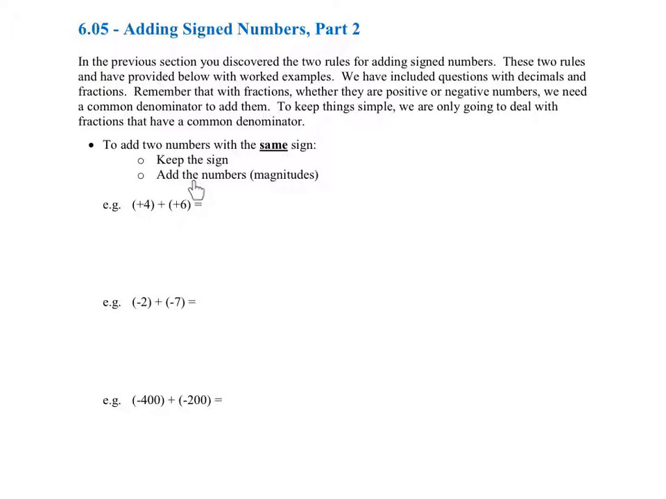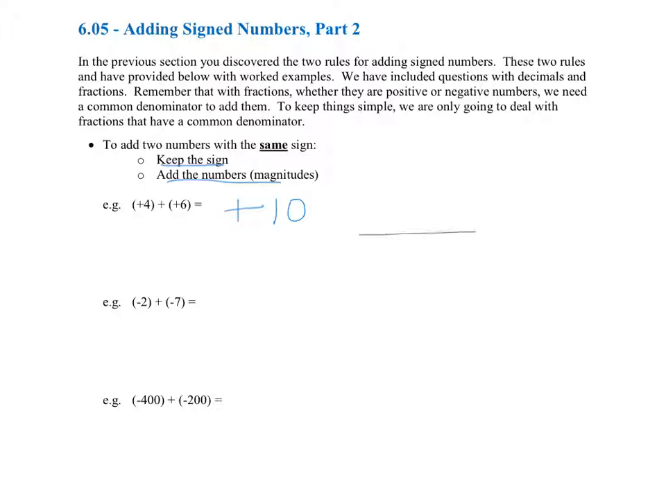and then you add the numbers together, or you add their magnitudes. And remember, magnitude means the distance from zero, so the value. So this would have a magnitude of 6, this would have a magnitude of 7. Okay, so if we're looking at this example, they're both positive numbers, so our answer will be positive. So that's keep the sign, and then add the numbers or the magnitudes. 4 and 6 makes 10, so positive 4 plus positive 6 makes 10.